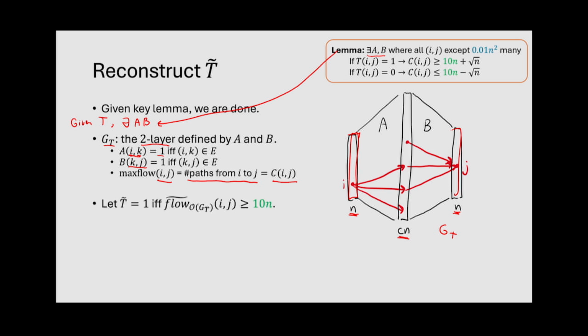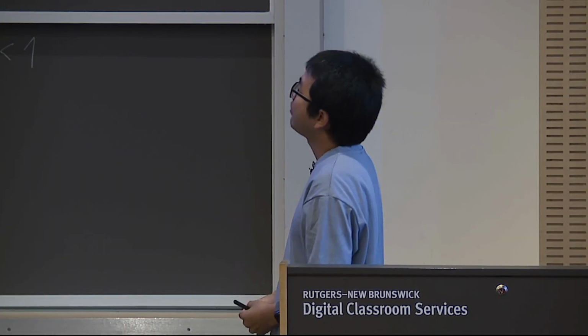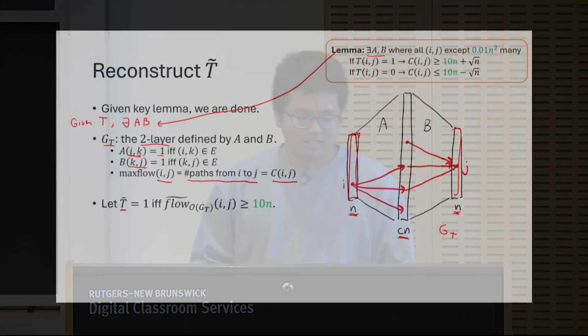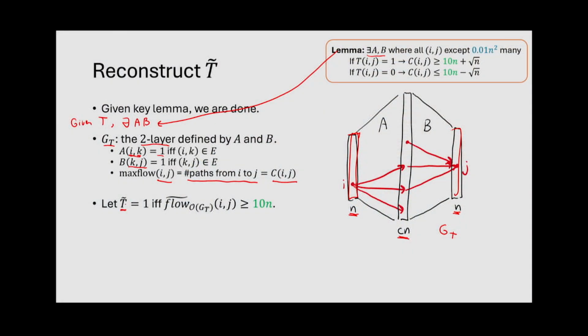So now look at this graph GT. Now I can define my almost target T tilde as follows. Just set T tilde at entry ij to be 1 if the estimated flow value from my oracle says that the flow value is more than 10n.